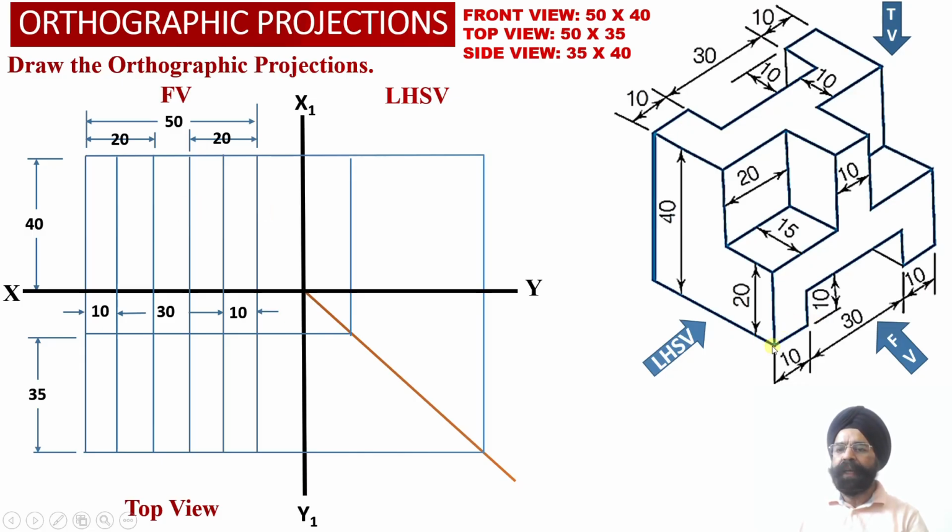Now let us proceed in the direction of the height. So here we can check 10 millimeter from the base. Here we have a rectangular slot available in this object.